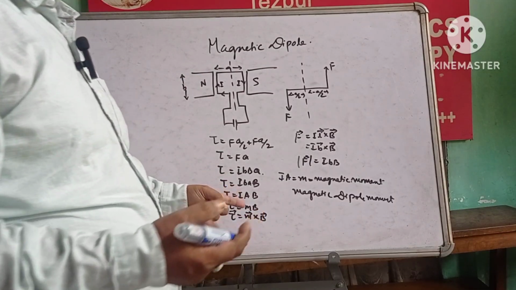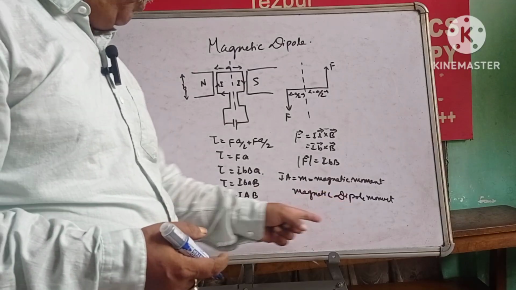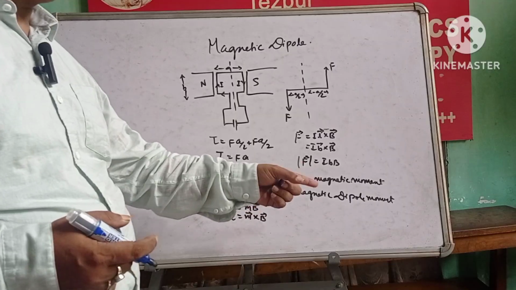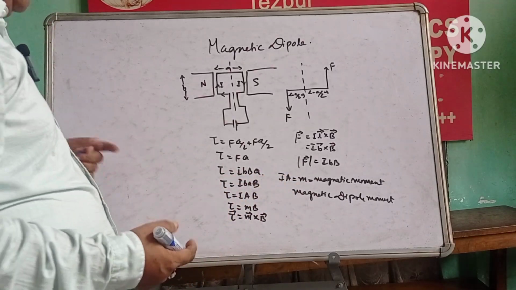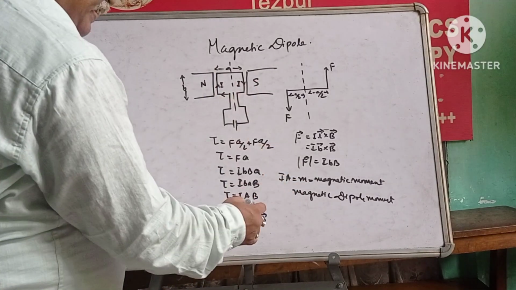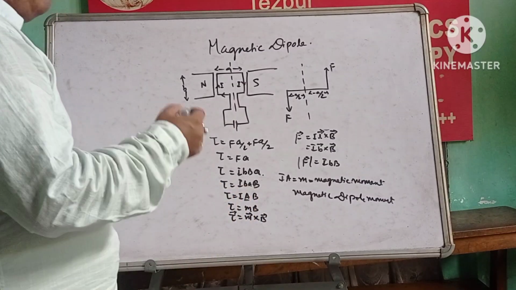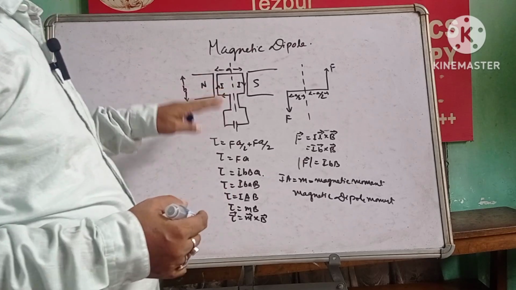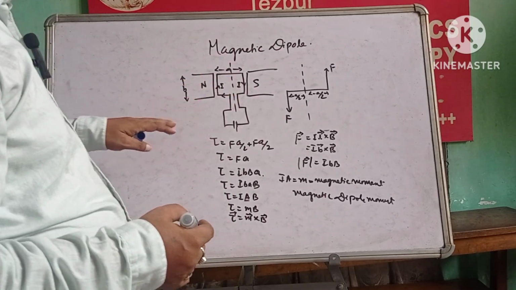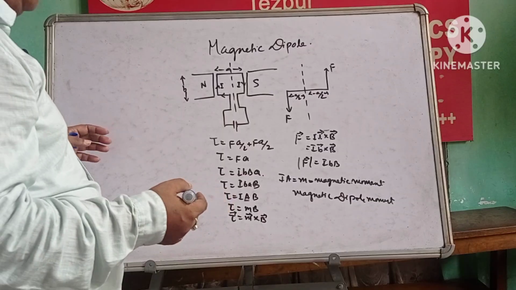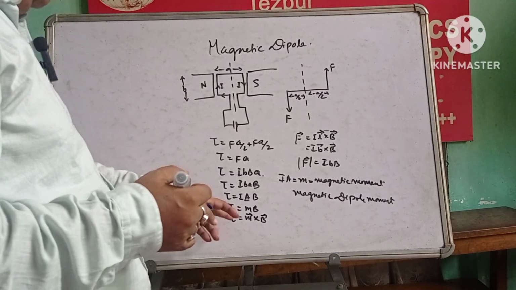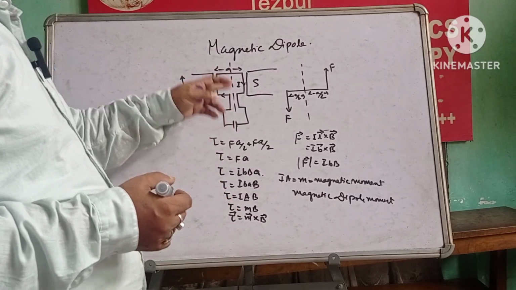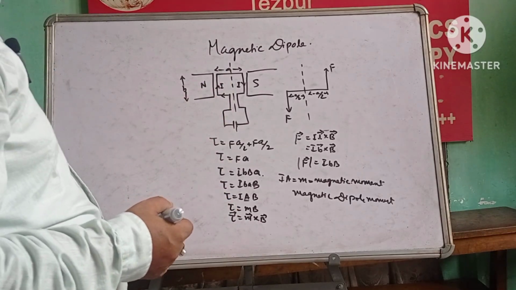And because it is a dipole, there is a dipole moment. So M represents the magnetic dipole moment. See how this magnetic dipole moment is created. Since the area vector is always perpendicular to the plane, the direction of the dipole moment will be in the direction of the area.